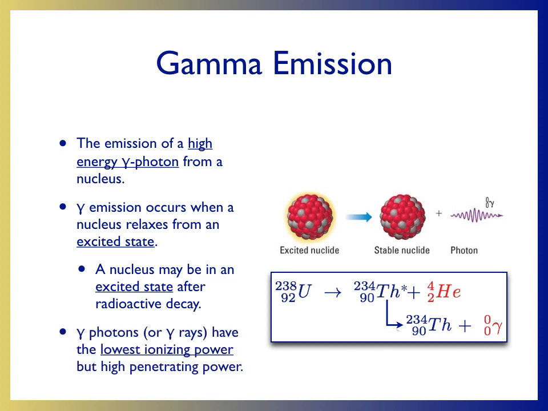Gamma radiation has the lowest ionization power since photons do not have a charge. However, since photons do not have a rest mass, they can penetrate through many layers. Heavy lead shielding is needed to protect from gamma emission.